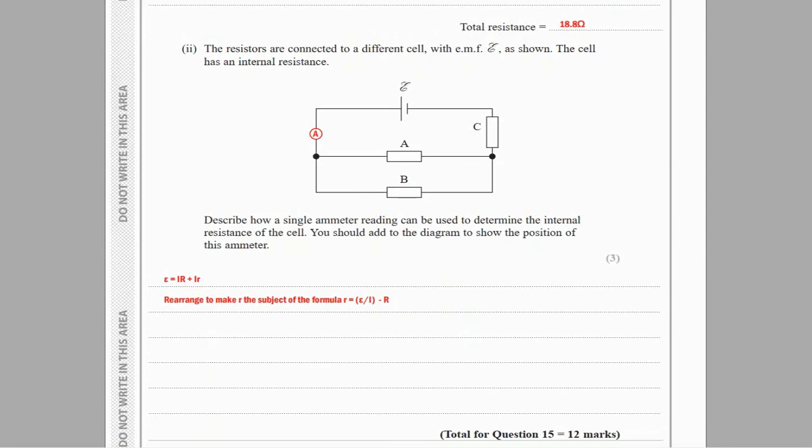One more thing. What is this capital R? This capital R is the total resistance of all of these components A, B and C. The total resistance of A, B and C is equal to the capital R. It is also referred to as the load resistor.